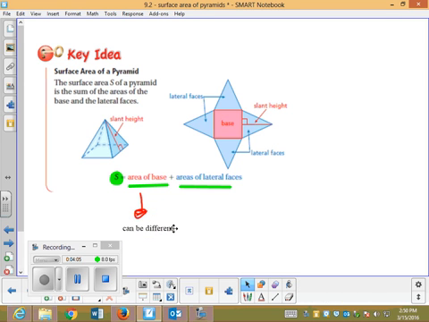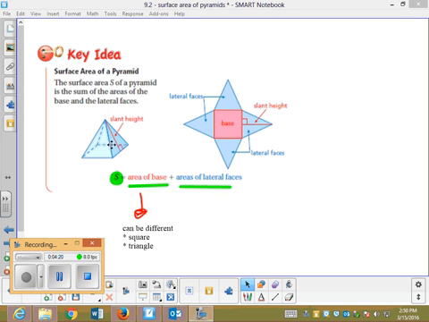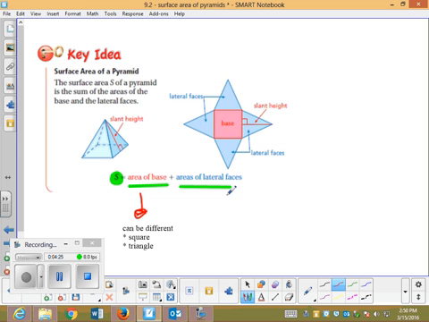It could be a square. It could be a triangle. It could be any shape, any shape that you can think of for the base. But the face will always be a triangle. So the face, I'm going to put right here, the face will always be a triangle. So always a triangle.